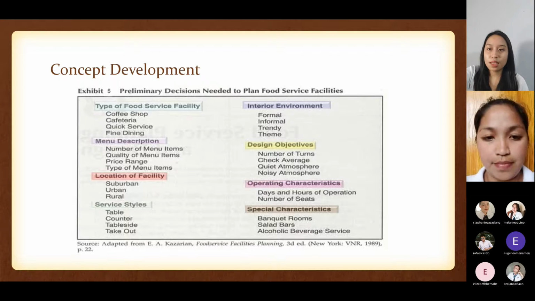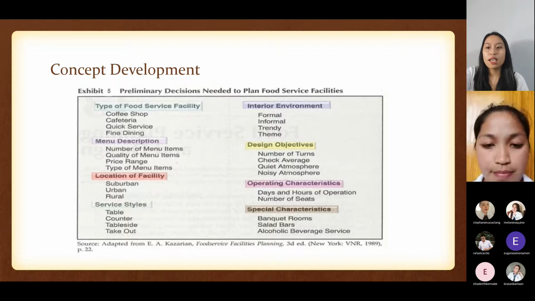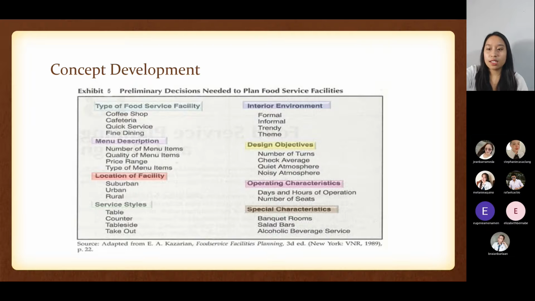In design objectives, we have number of turns, check average, quiet atmosphere, noisy atmosphere. In operating characteristics, we have days and hours of operation, number of seats. And in special characteristics, we have banquet rooms, salad bars, alcohol, beverage services.